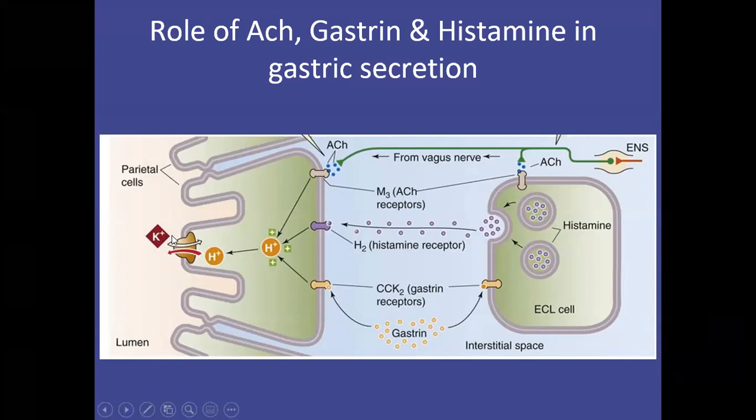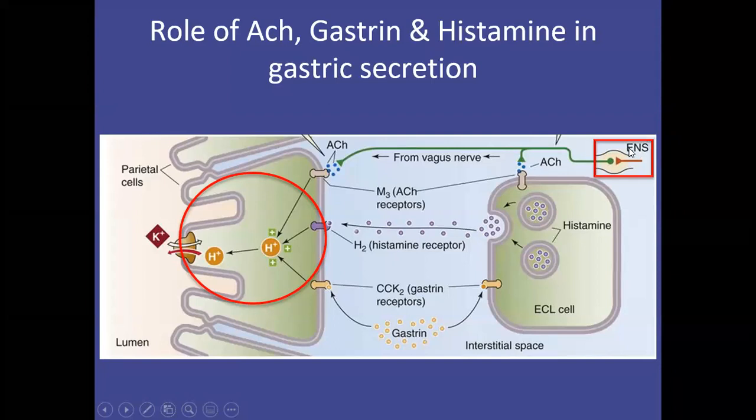So this is the final common pathway, but what are the stimuli, what are the converging pathways on these parietal cells which lead to activation of the proton pump and hence the secretion of HCl into the lumen? Now this is the pathway. Let's appreciate, we have to start from here. Can anybody tell me what is ENS? What is ENS? Enteric nervous system. Very good, enteric nervous system.